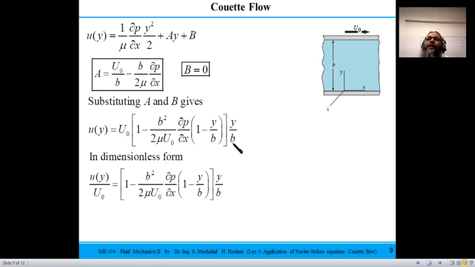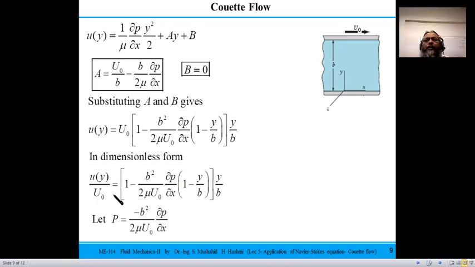Okay, we can write it in non-dimensional form, because as you know, y over b, y is in meters, b is in meters. So meter and meter would be dimensionless. So I just brought u naught into the denominator. So here, instead of getting velocity, you got the ratio of the velocity. It is meters per second over meters per second. So this equation would be in the dimensionless form.